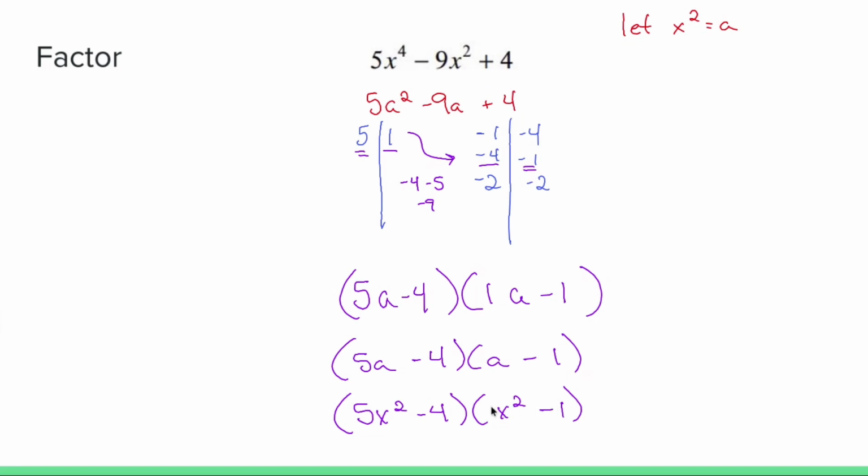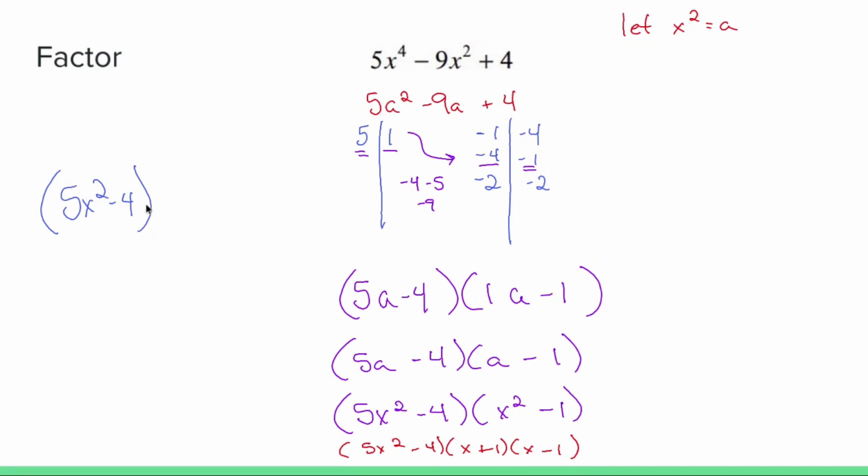X squared minus 1, that's a difference of squares. So I can't do anything with 5x squared minus 4, but x squared minus 1 actually factors out to x plus 1, x minus 1. So let me write that up here where I have a little bit more space. Okay, my final answer: 5x squared minus 4, can't do anything about that.